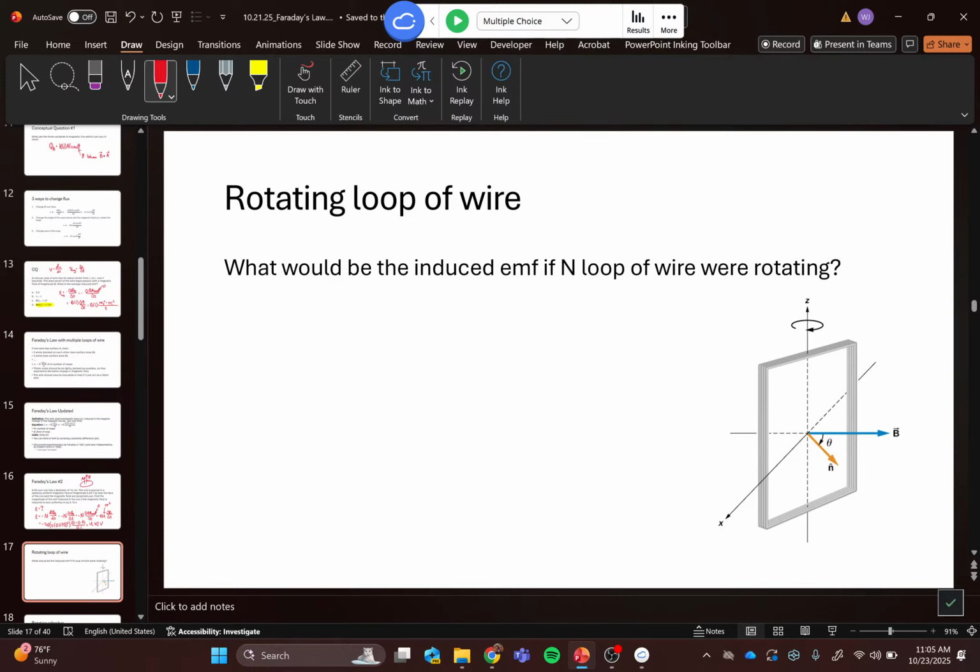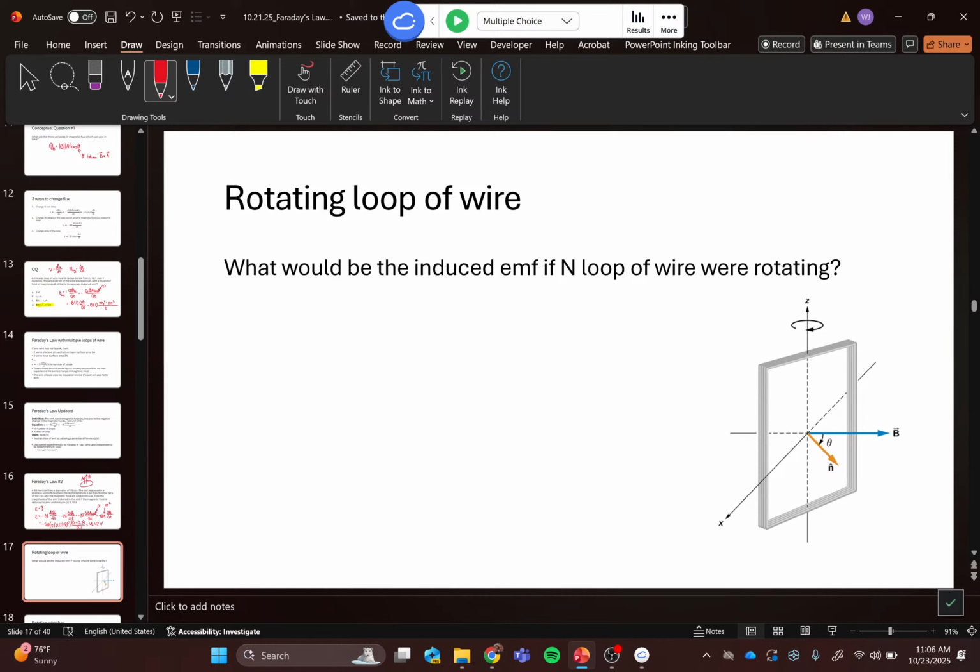All right. What we did is stand up and rotating. We did a changing area. We did a changing magnetic field. Now we're going to change the angle. How do you change the angle? By rotating it, by spinning it.